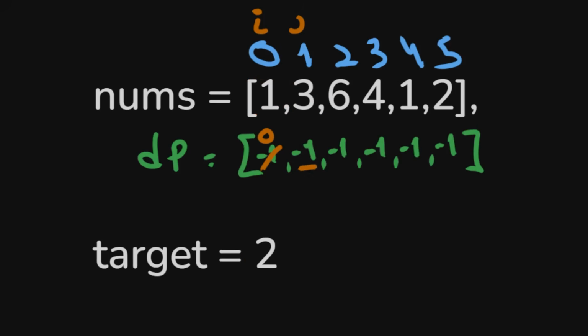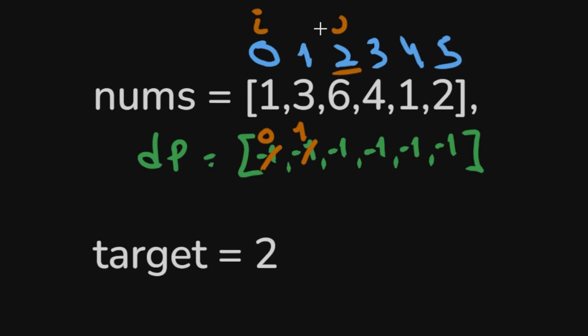Now the question is, what do we put here? Well, remember what this means. This is the maximum number of jumps to reach index 1. So here we want to keep the maximum between what we already have and the maximum number of jumps to reach the previous index I plus 1 because of the current jump. 0 plus 1 is 1, which is greater than -1, so this is 1.